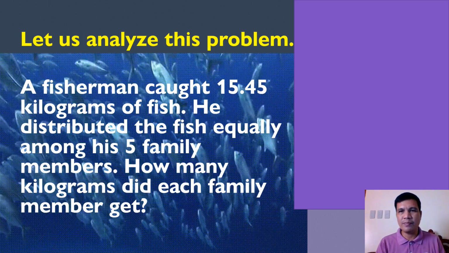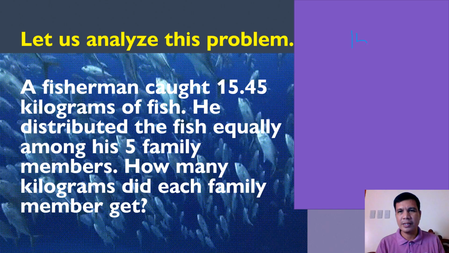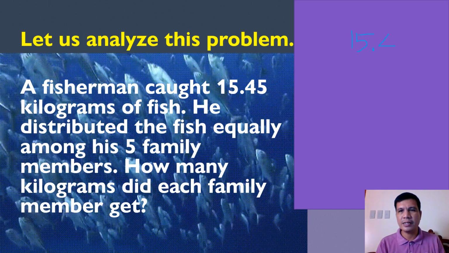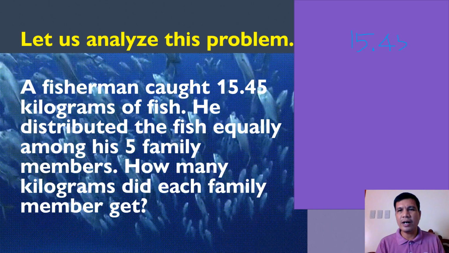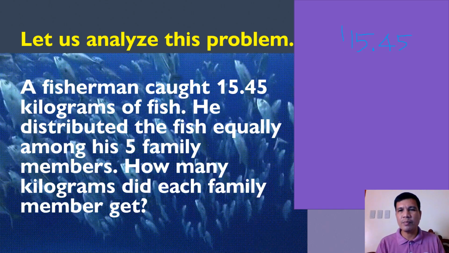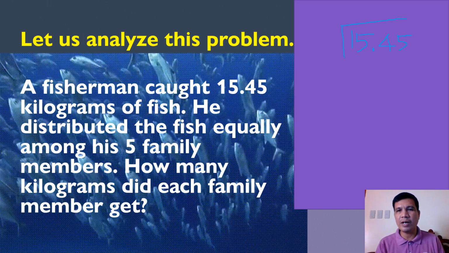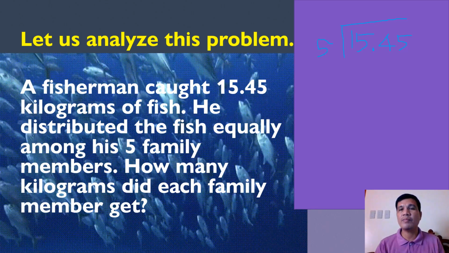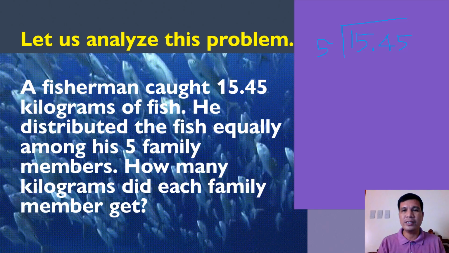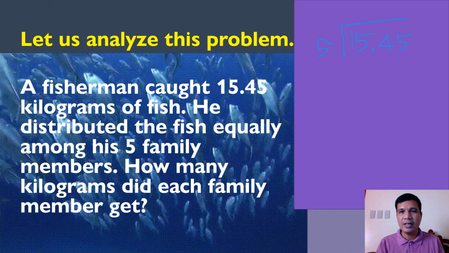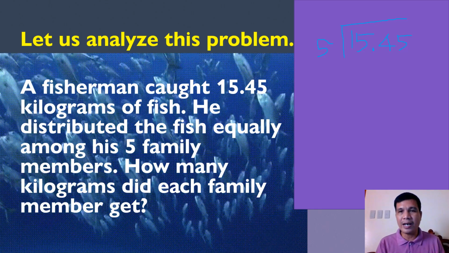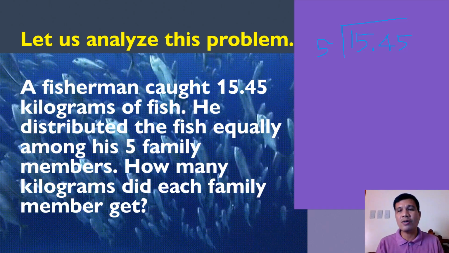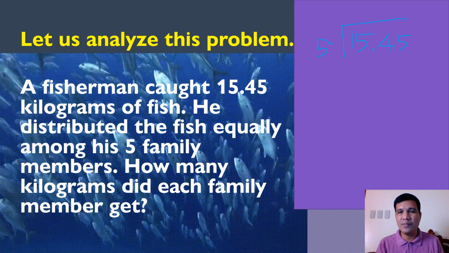So, let us divide 15 and 45 hundredths divided by 5 members of the family. Don't forget, yung 5 ang nasa labas, that is our divisor. And 15 and 45 hundredths is our dividend. So let us take a look. The divisor is 5 and it is already a whole number. So whole number siya. So let us proceed with division.